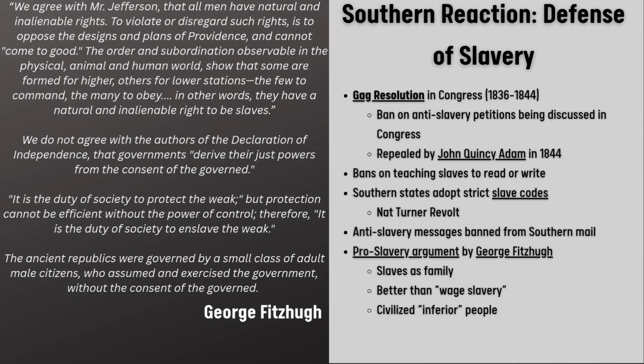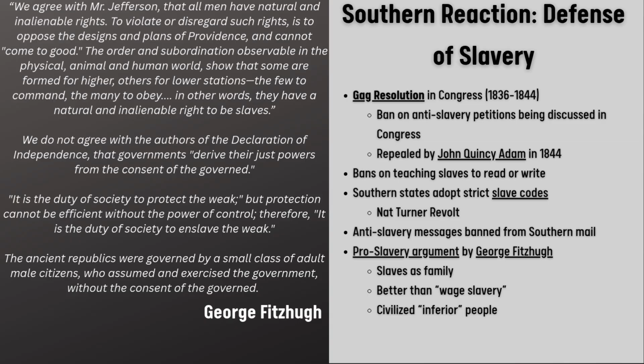In response to revolts like Nat Turner's, Southern states intensified their control, adopting strict slave codes and even banning the teaching of reading and writing to enslaved people to curb potential uprisings. The South also propagated pro-slavery arguments with figures like George Fitzhugh, claiming that slavery was a benevolent institution, arguing that it was better than wage slavery, and asserting a paternalistic view that it civilized inferior people. Fitzhugh controversially suggested that some people were naturally destined to be slaves.